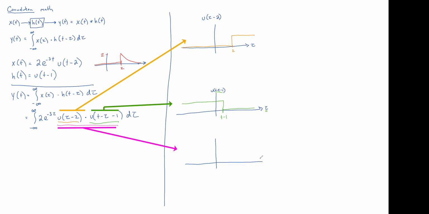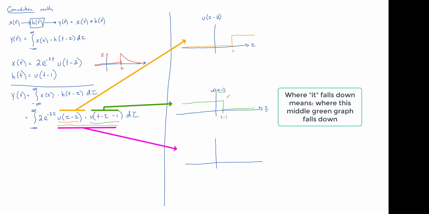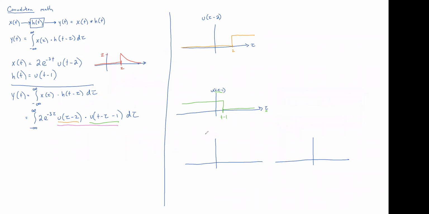Well, as I've graphed it, you can see that one of two things are going to happen, and it depends where it falls down. If it falls down to the left of where this goes up, we're going to get nothing. So we're going to have one of two options with this. Either we're going to get no overlap, and we'll get no overlap when this is less than this. So whenever t minus 1 is less than 2, we're not going to get any overlap.